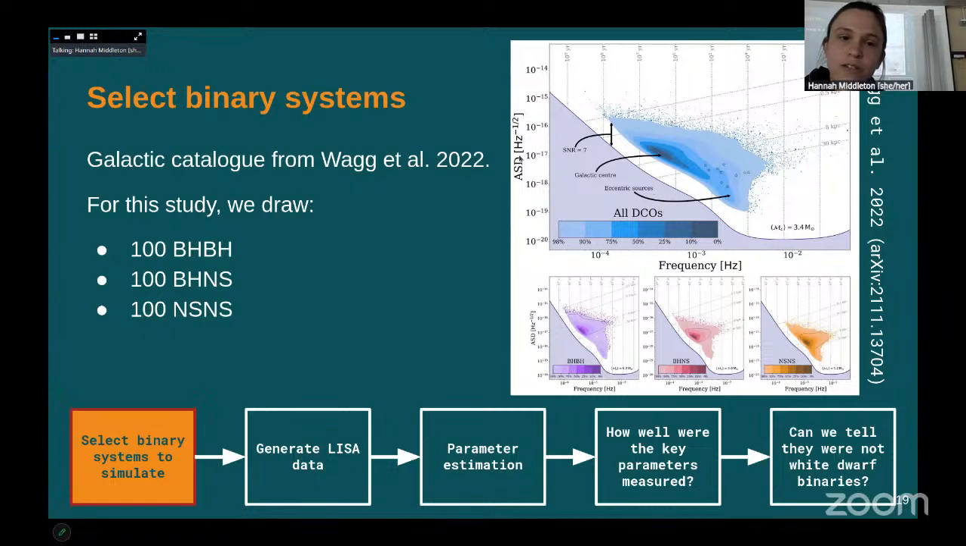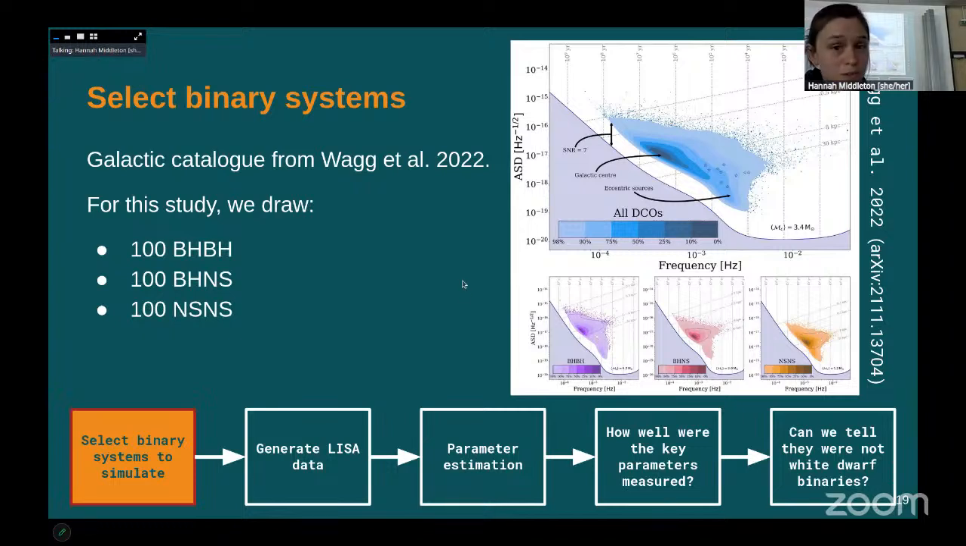So this is showing the amplitude spectral density that they get from their population, with the LISA sensitivity underneath. When I was saying earlier about the confused white dwarf binary population, that's what makes this bump in the sensitivity of LISA. And then above that, we expect to be able to resolve individual louder systems. So this is the full population that they simulate. And then down here, you can see the three different source types that we're interested in.